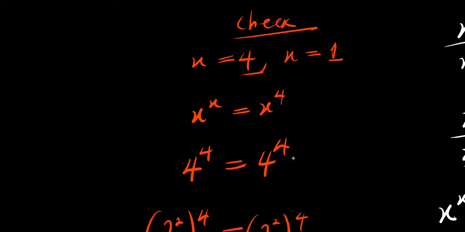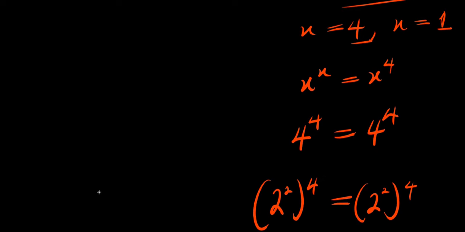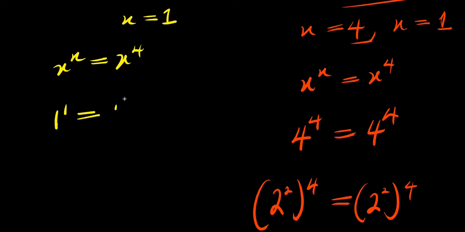You can also test for x when x is 1. You simply have the same equation, which is x power x equals x power 4. And our x is 1. So you have 1 power 1, the same thing as 1 power 4. 1 power 1 is 1, equals 1 power 4 is 1, because 1 power any number is 1.